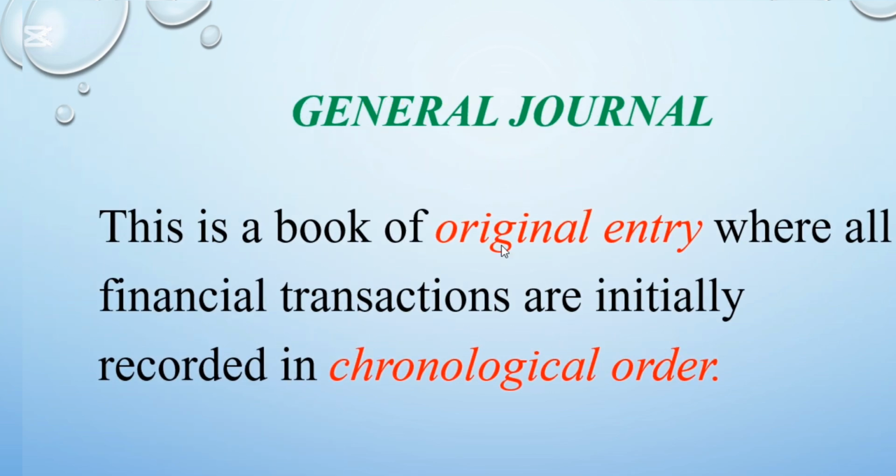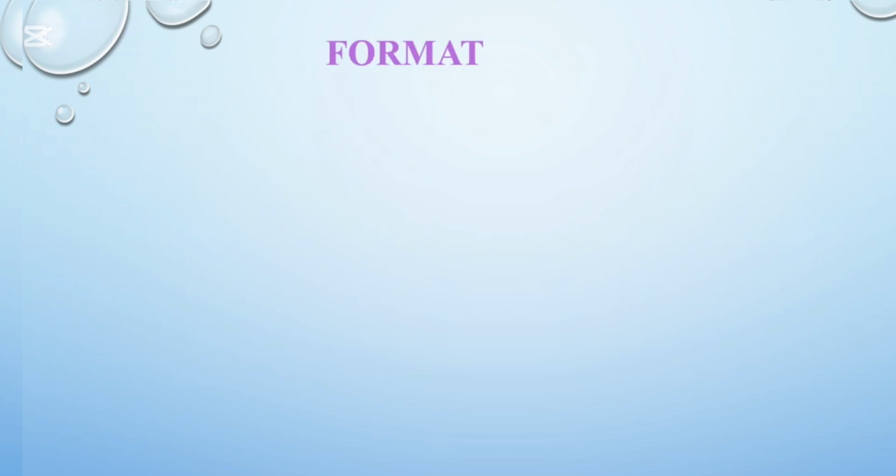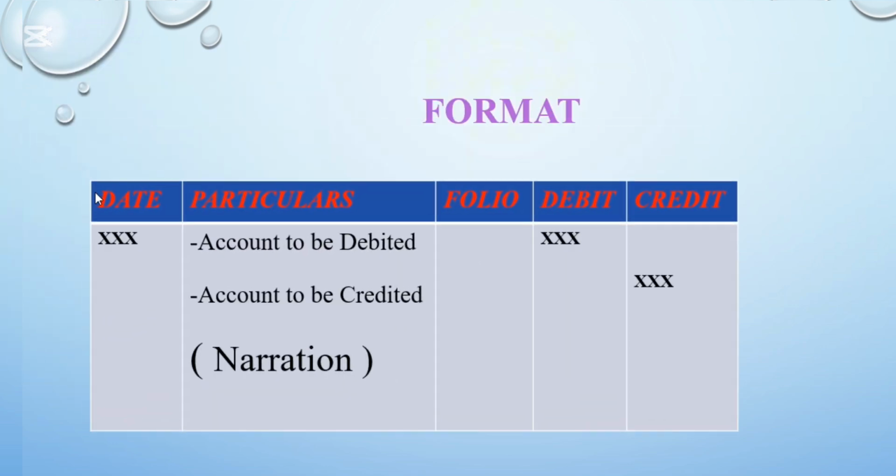This is a book of original entry where all financial transactions are initially recorded in chronological order, that is, according to the date of occurrence. You can see that it has a format that appears like that. It has a date column, particulars column, folio column, debit column, and credit column. For the date, you need to record the exact date on which the transaction took place.